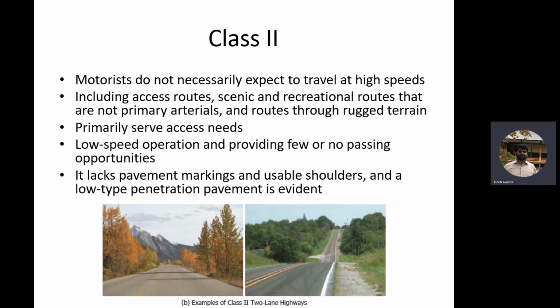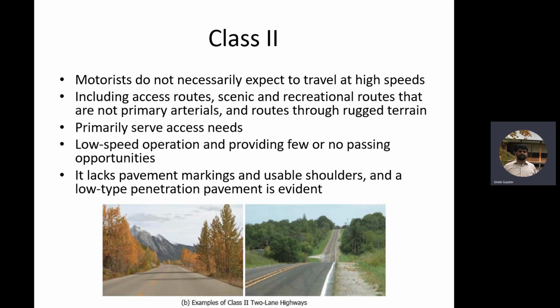Scenic and recreation routes: you're going to a beach. Even here, you go towards the Zallaq area, you will see these types of highways, 2-lane highways. These are recreation routes, obviously. But they cannot be primary arterials, because arterials have high speed and high volume as well. They can also be routes through rugged terrain, such as mountainous areas, where you have to go to a specific town and the route towards that town is very rugged. Rugged means dangerous: mountains, rivers, these sort of things. So they basically serve the access needs.